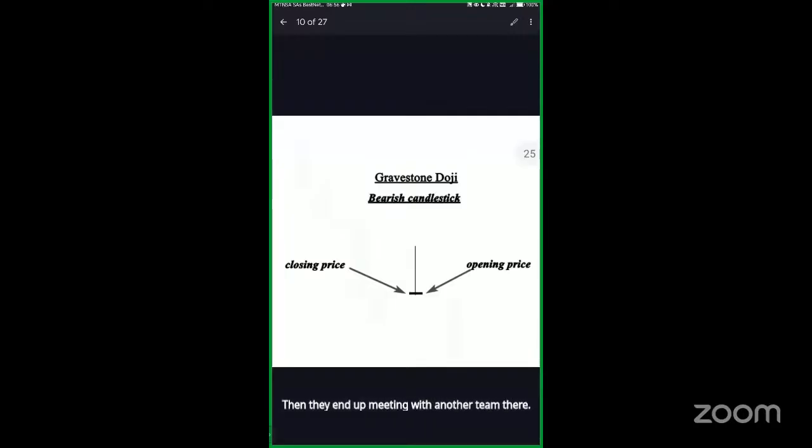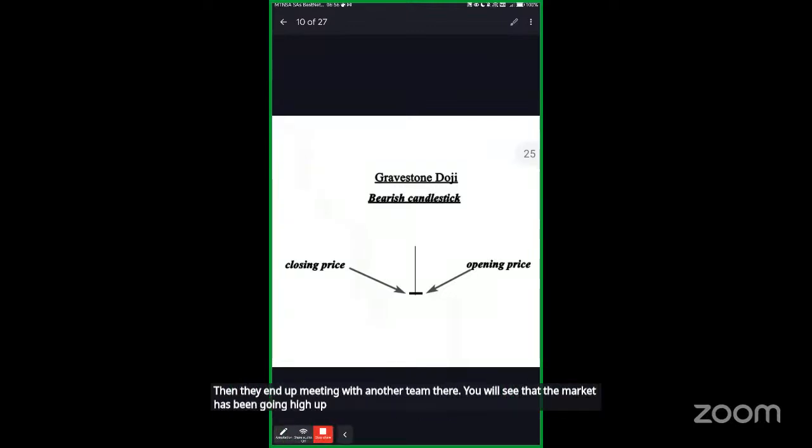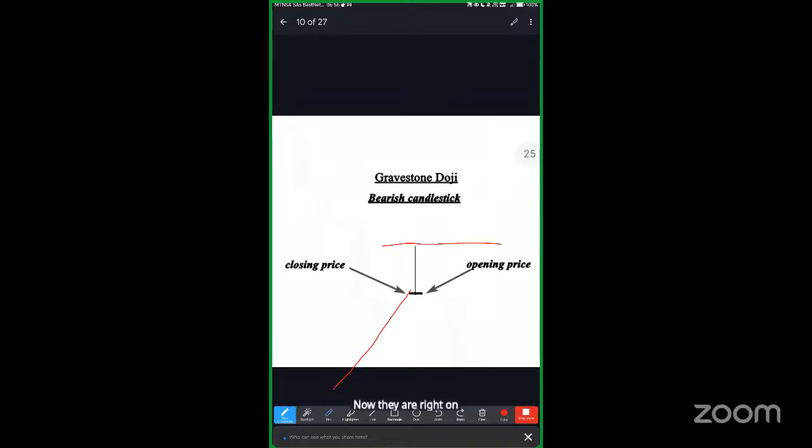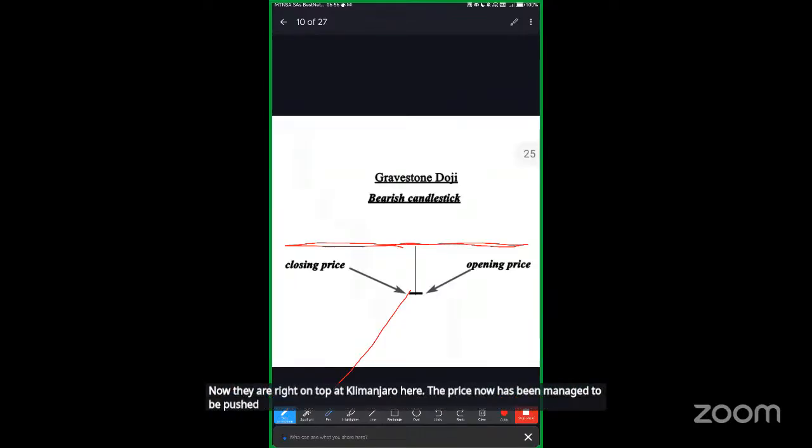You will see that the market has been going high up. The market has been flying high up. The dragons have been pushing the market to the upper side. Now they are right on top at Kilimanjaro here, okay? The price has been pushed to the Kilimanjaro side there.